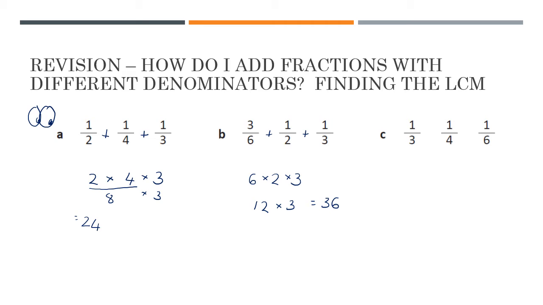Look at this one. I've got a 3 and a 4 and a 6. So 3 times 4 times 6. What is 3 times 4? It equals 12. What is 12 times 6? It equals 72. That's quite a big number.